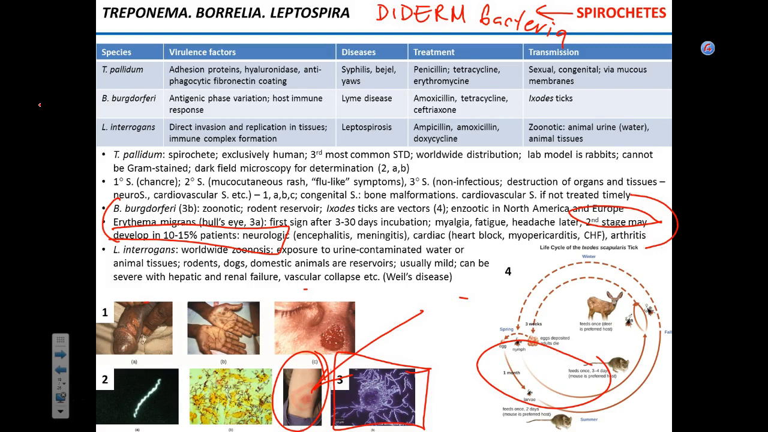So just protect yourself from ticks by dressing properly. Right? Now, the fun stuff. Syphilis. Caused by Treponema pallidum. So the most known disease caused by Treponema is syphilis.